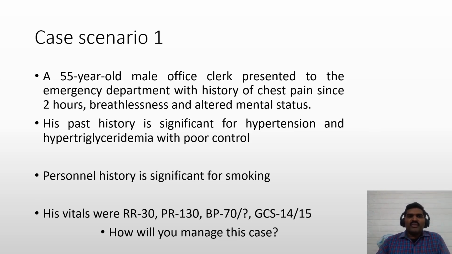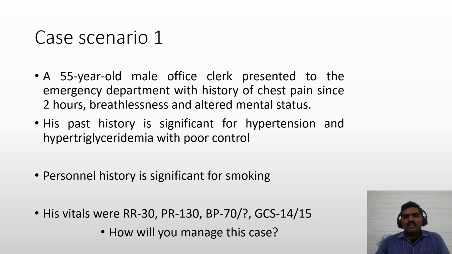So here is a 55-year-old male patient, an office clerk by occupation, who has presented to the emergency medicine department with a history of chest pain since 2 hours. He also complains of breathlessness and is a bit altered sensorium. His past history is significant for hypertension and hypertriglyceridemia with poor control. His personal history is also significant for smoking. He is currently an active smoker.